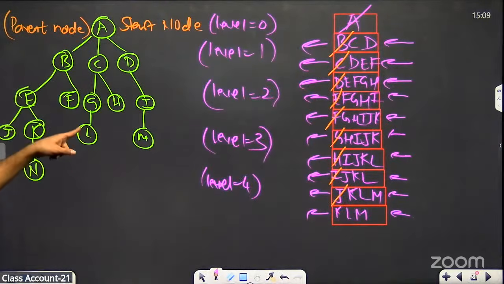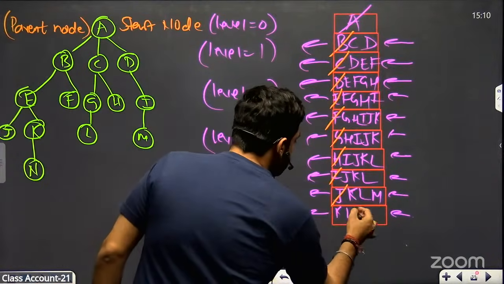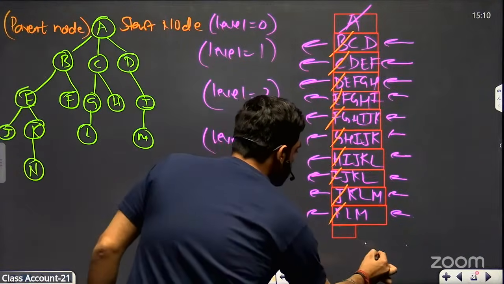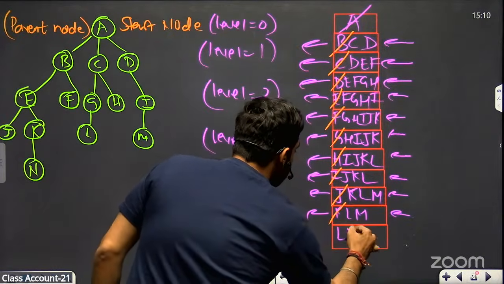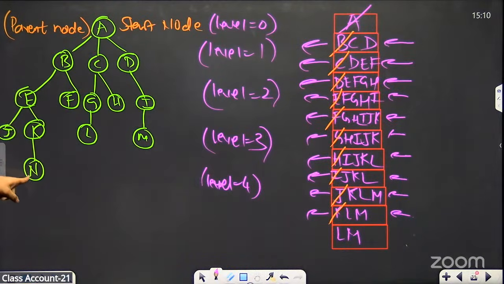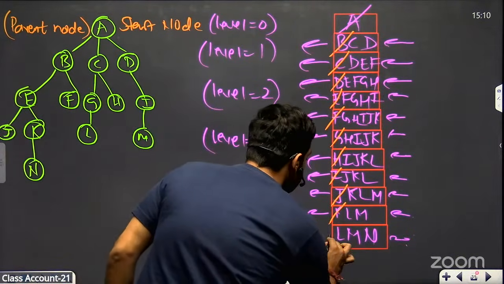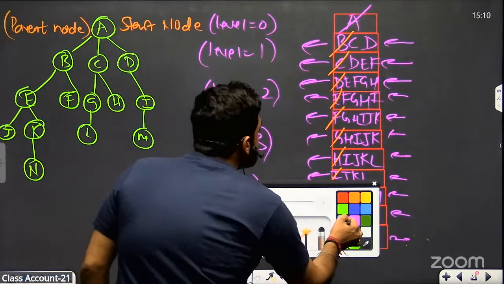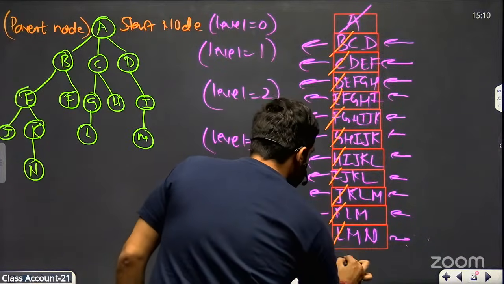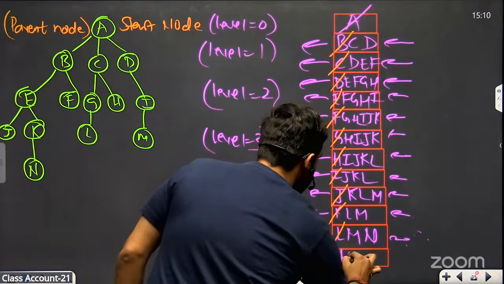J has how many children? J has no child. Then I would be cutting K. So I have L and M. K has how many children? K has a single child, that is N. Now I would be cutting L. Then I have M and N.